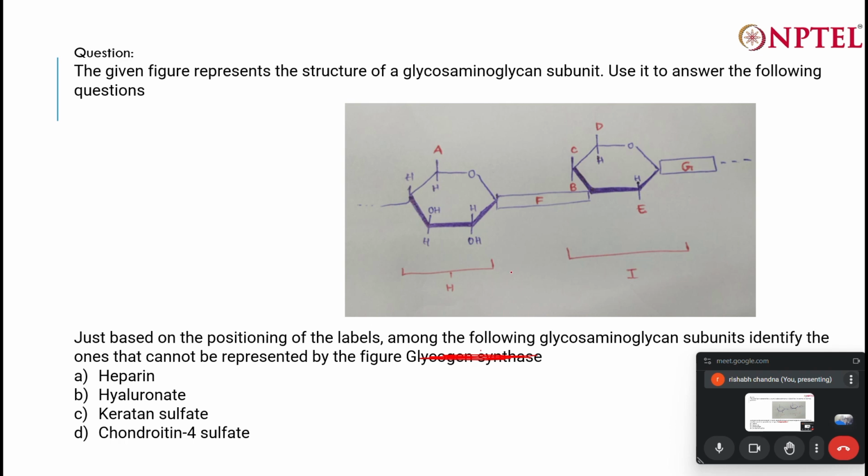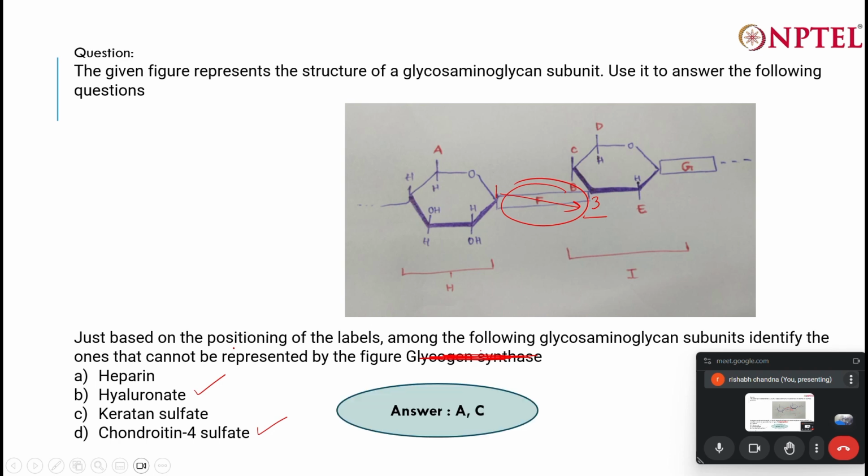Okay, so in the figure, as you can see, this F region is basically the first carbon and this is the third carbon. So there is a beta 1,3 linkage between the heteropolysaccharides. That is actually found in chondroitin 4 sulfate and hyaluronate. So the other two, heparin and keratan sulfate, do not have this linkage, so these compounds cannot be represented by this particular image.